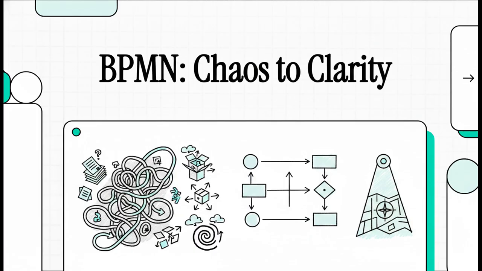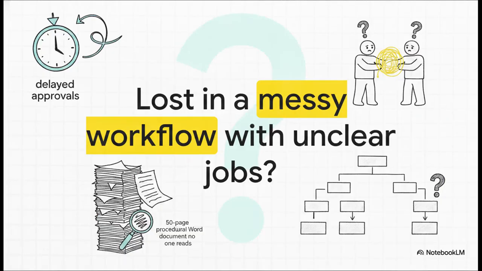clear, actionable maps. So let me ask you this. Have you ever been totally lost in a messy workflow where no one knows who does what? Think about it for a second. Have you ever suffered through delayed approvals, super frustrating handoffs between departments, or maybe you've been handed one of those massive 50-page procedural Word documents that, let's be real here, absolutely no one reads? If you've ever found yourself throwing your hands up and asking, wait, whose job was this anyway? Then you have experienced the exact problem we are solving right now.